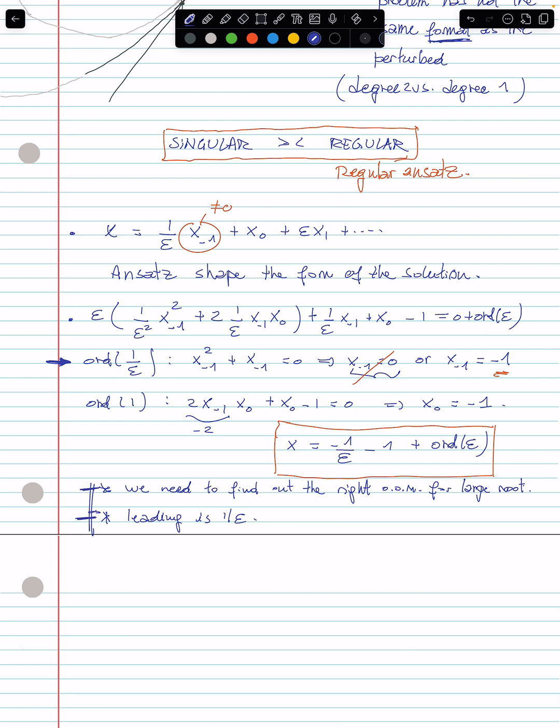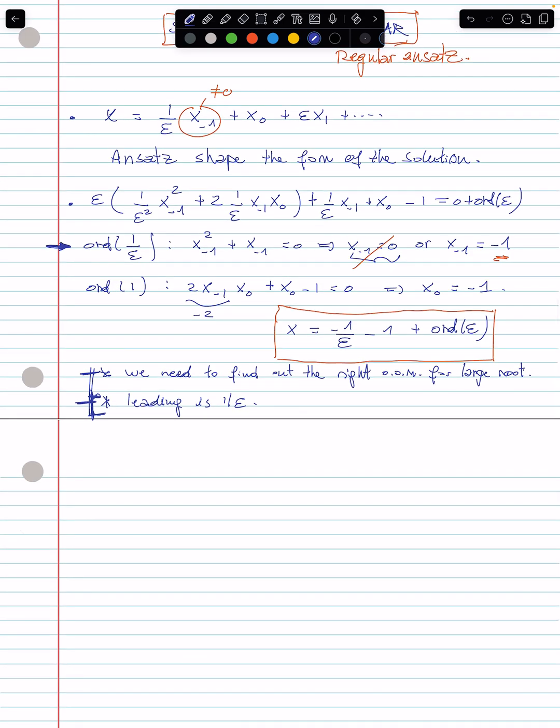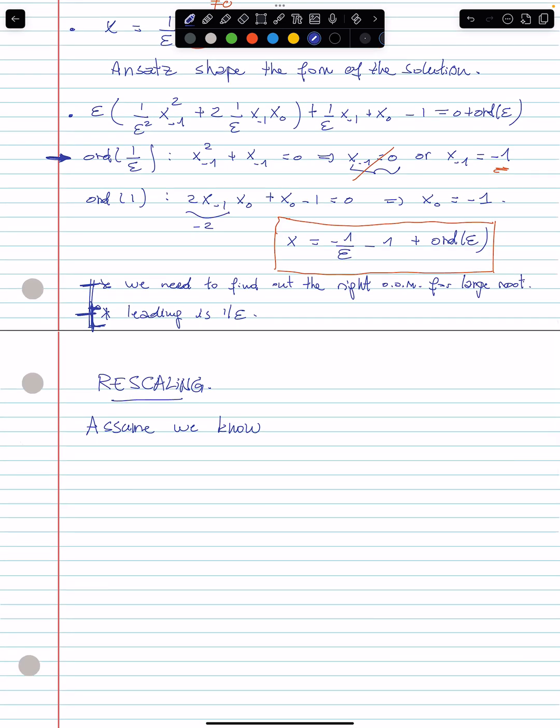All right, and so this means that in order to solve this, I'm going to address the other issue in a few minutes, but in order to address this issue of the leading order of magnitude, we use something that is called rescaling. Okay, so let's assume that we know, and we'll determine this later, that the root x that we're looking for has order of magnitude 1 over epsilon. Okay, so we can redefine, or we can define.